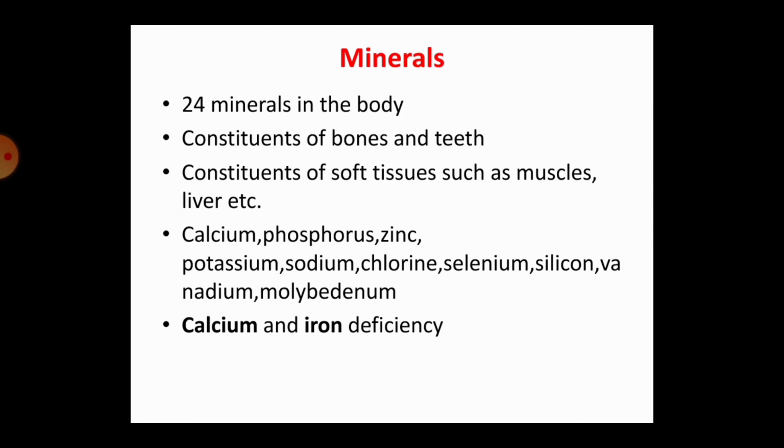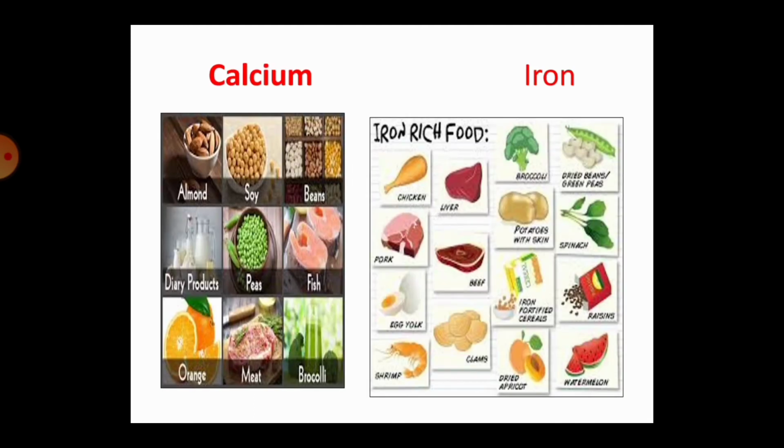So mostly what we find in adolescents is calcium and iron deficiency. So these are some of the foods which are rich in calcium and iron. Almonds, soy, beans, dairy products, peas, fish, orange, meat, broccoli are rich in calcium. And chicken, liver, pork, beef, egg yolk, they're all rich in iron. And other iron-rich foods include gooseberry, green leafy vegetables, spinach, watermelon, dried apricot, raisins, iron fortified cereals, etc.